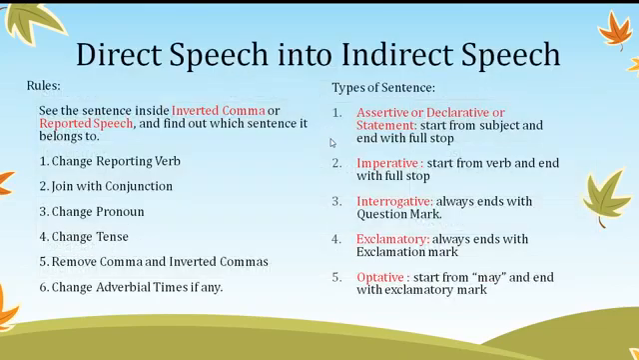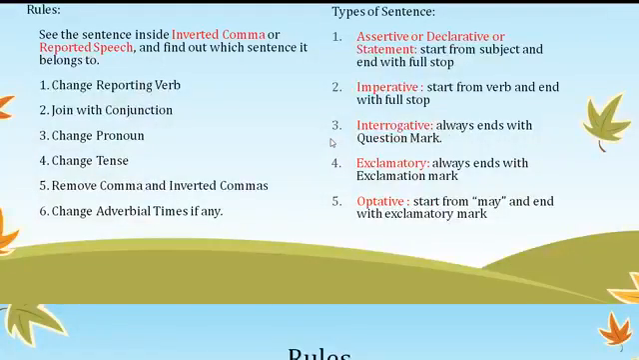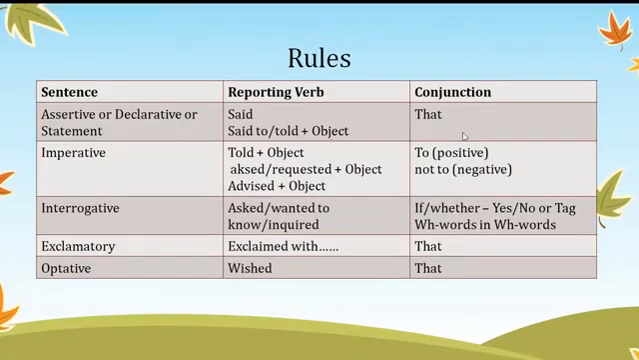Let me show you. See here, what is the second step? Join with a conjunction. What is the conjunction that you have to use? That, when the sentence is assertive, declarative, or a statement. Dear learners, keep in mind. In the same way, the second type of sentence is imperative. We are learning up to the changing rule of the conjunction.